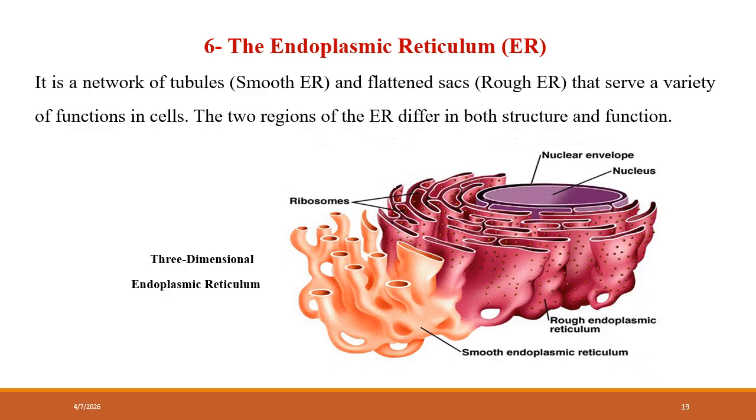Six, the endoplasmic reticulum, ER. It is a network of tubules, smooth endoplasmic reticulum, and flattened sacs, rough endoplasmic reticulum, that serve a variety of functions in cells. The two regions of the endoplasmic reticulum differ in both structure and function. So we can see here this is like a tube, a smooth endoplasmic reticulum, and flattened sacs around the nucleus called rough endoplasmic reticulum.